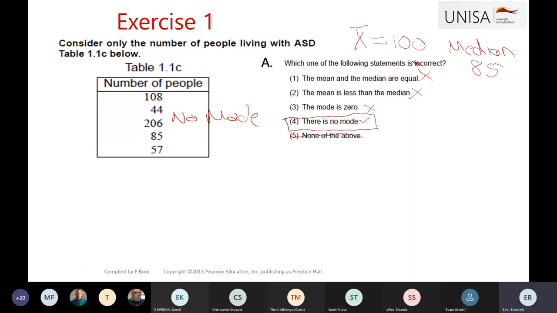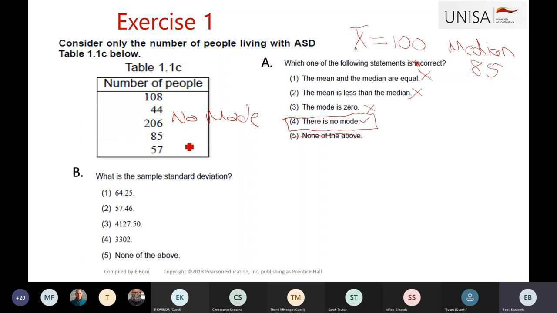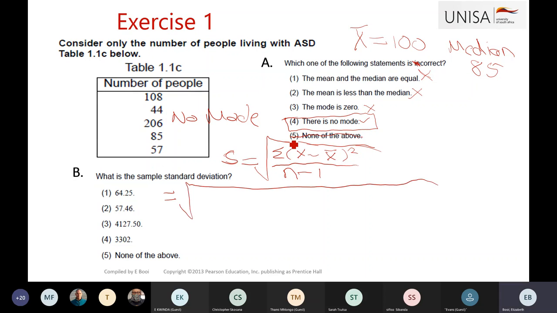Okay, so going to the next one, which is the standard deviation. We know that our standard deviation formula is the square root of the sum of your observation minus the mean, squared, divided by n minus 1. Since this is very long, I've already calculated it during the 15 minutes that we had. So I'm going to write a couple of them, not all of them.